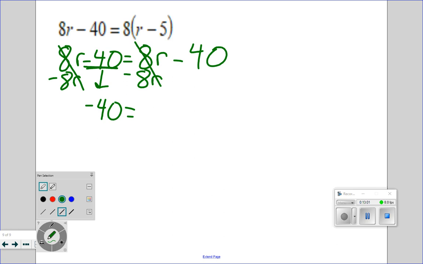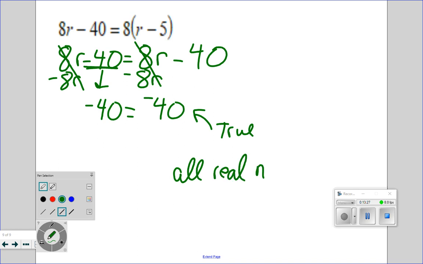The r's also canceled out over here. So they canceled out on both sides. I don't have r anymore. That means I do have a special case. It's going to either be no solution or all numbers. To determine which one, I look at this equation and determine is it true or not. Well, negative 40 does equal negative 40, so it's true, which means my answer is all real numbers, or an infinite number of solutions.